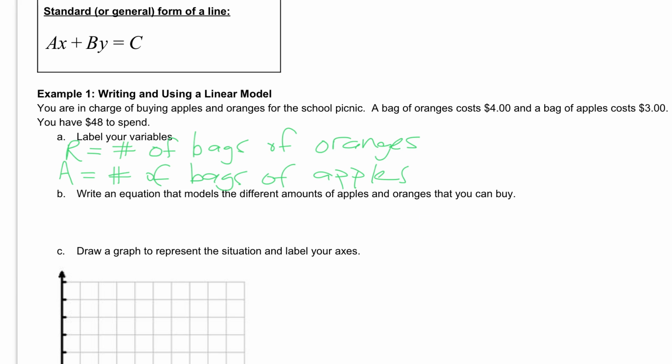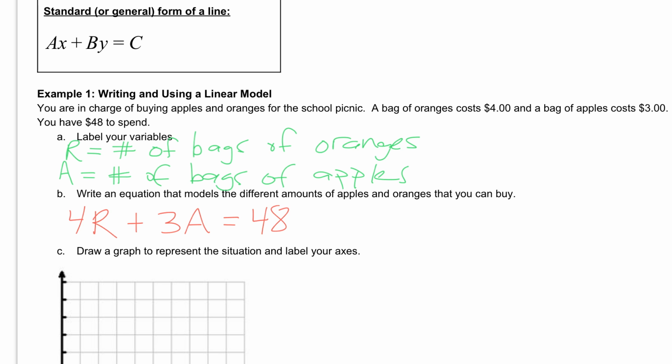So when we write our equation out, our equation is going to look like this. We're going to have a number times one of our variables plus a number times another one of our variables equal to a constant. So if we know that a bag of oranges costs $4 and our variable represents the number of bags, to figure out how much it would cost to buy multiple bags of oranges, we would take 4 times the number of bags. So we would get 4R, and we're going to add that to our apples. So if apples cost us $3, then we can take $3 times the number of bags to find the total cost of the apples. We can add that here, so plus 3A, and that's going to be equal to how much we have to spend, which is $48.